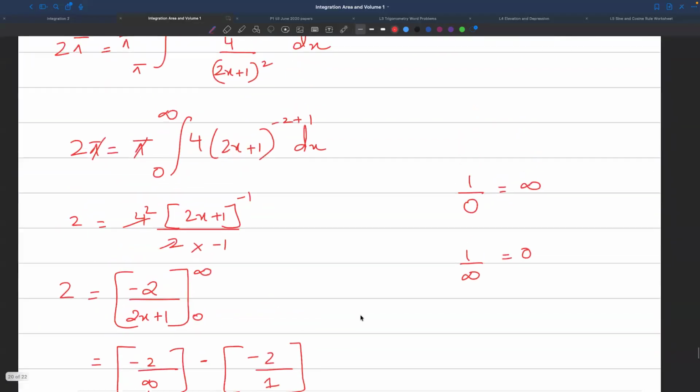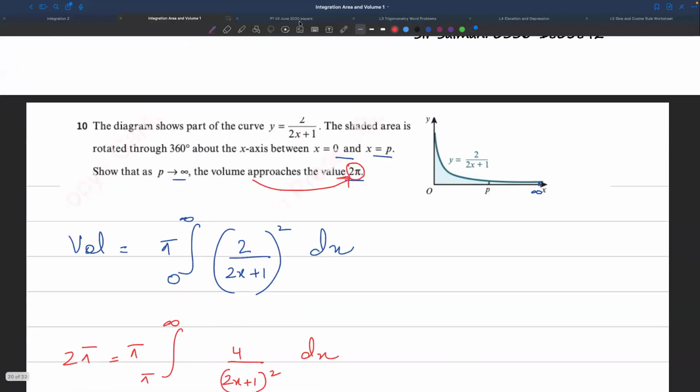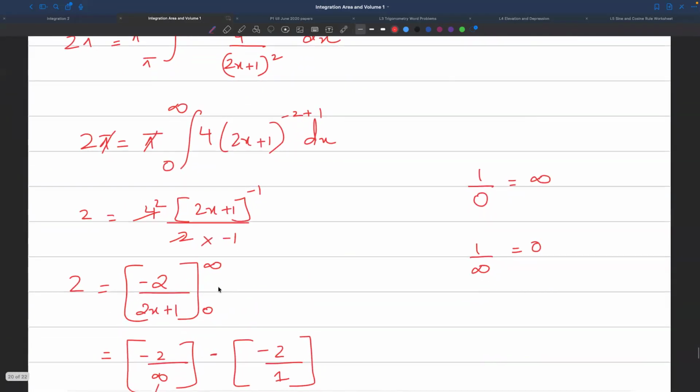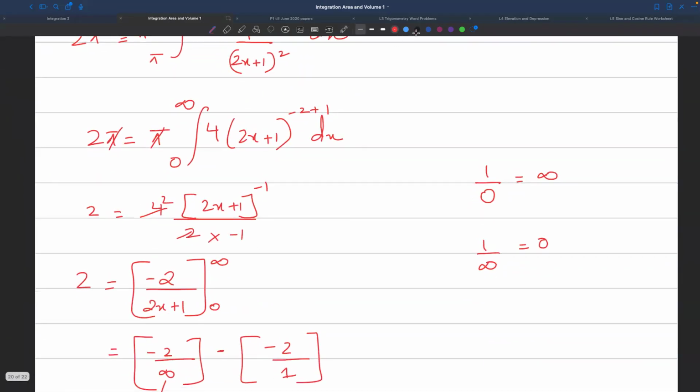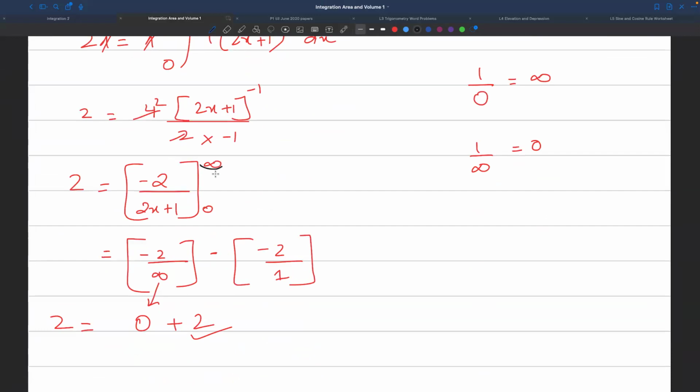ठीक है. ओके, anyone else has any problem with volume? The last part. Okay. Listen, Peter, once I've integrated it, now I plug in the limits. I have to show that the volume is 2 pi. Okay. So I mean, I can add pi at the end as well. So I substituted the limit infinity over here. So minus 2 upon infinity, that is 0. And then minus 2 upon, I put x is equal to 0.